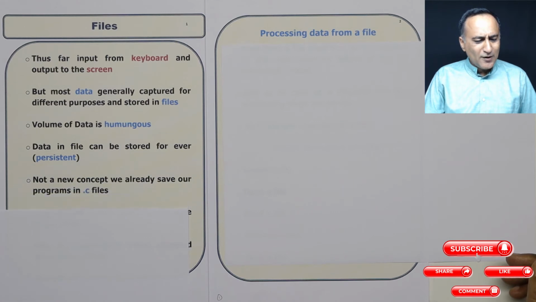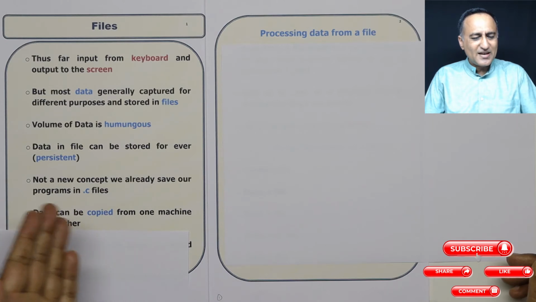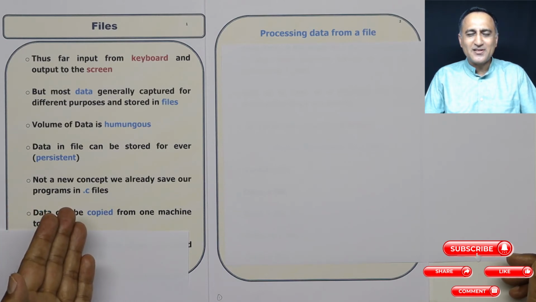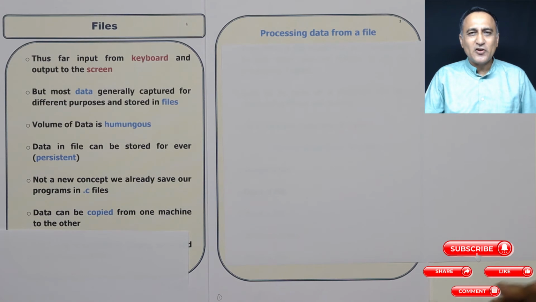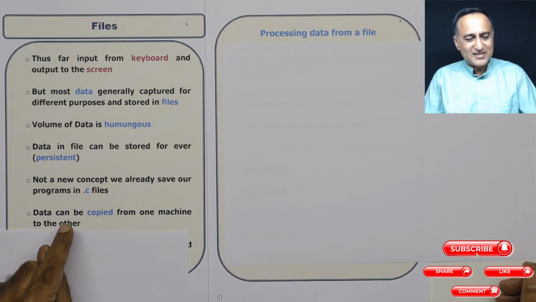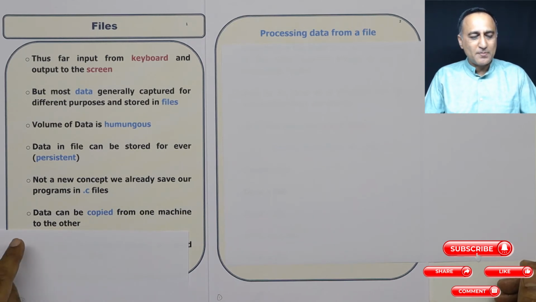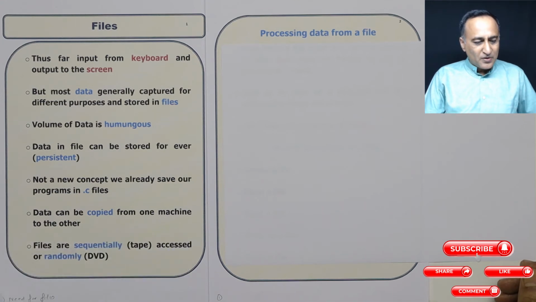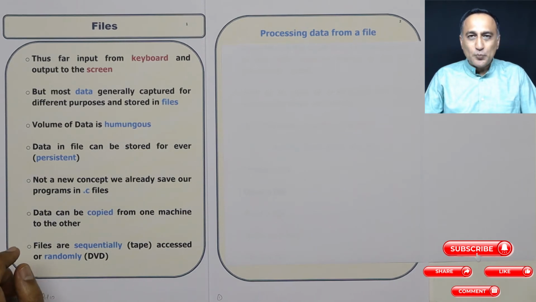Now, I had already told you files are not a new concept because we have already saved our data or programs in .c files. You have written a letter asking for leave in a Word document. So these are all examples of files. The advantage of files is that when you type onto the screen, I can't pass it on to somebody else. But in files, the data can be copied from one machine to another, from one person to another, and so on.